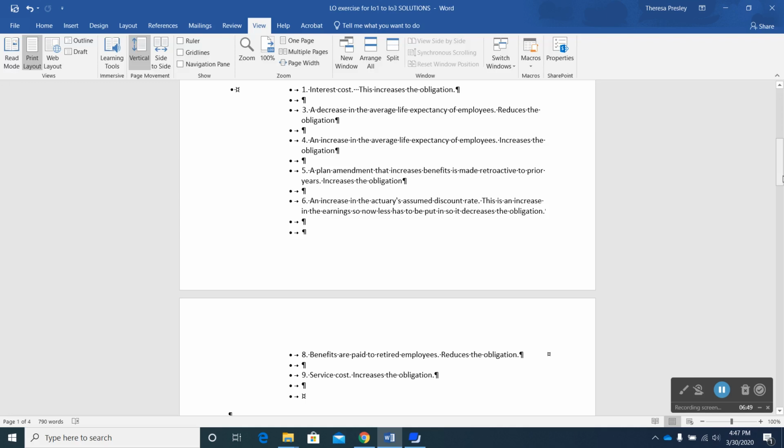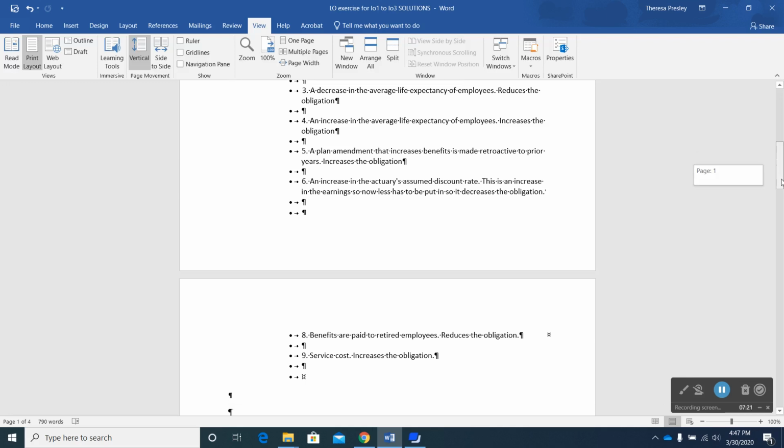So the short answer is it does reduce the obligation, but if you look at the total picture, you're going to have to replace the workers, which is going to increase your obligation for the new workers. Service cost was a line item, and we went through that calculation. Any additional years an employee works, usually in these defined benefit plans, because of the way it's calculated, will increase the obligation because it increases the annuity payments.